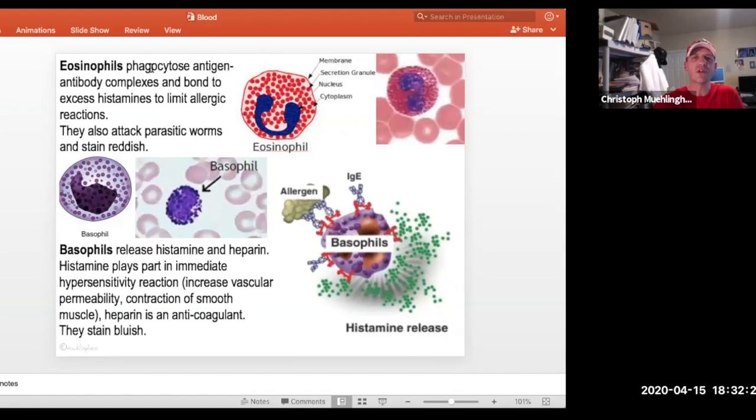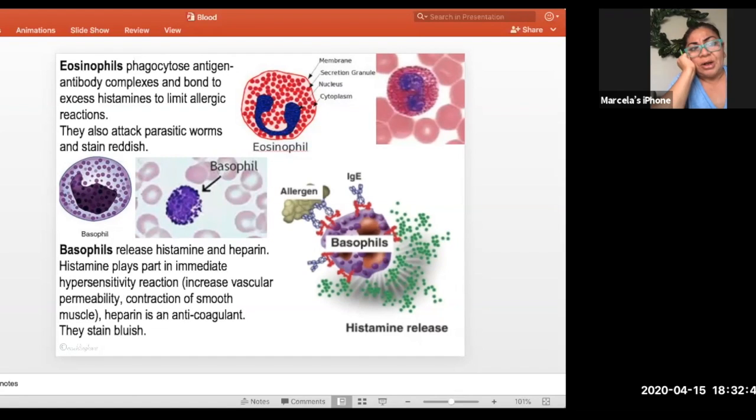And then we have the eosinophil that does the histamine, limits the allergic reaction and handles the parasitic worms. And then the basophils are the ones that give us the histamine, the hypersensitivity reaction. So those are actually numerous when we have allergic reactions, for example. So the answer, phagocytose foreign material, is not right?